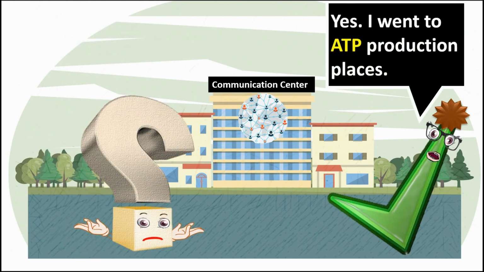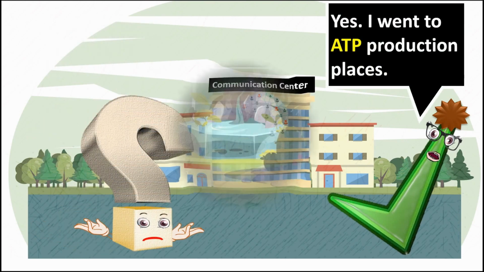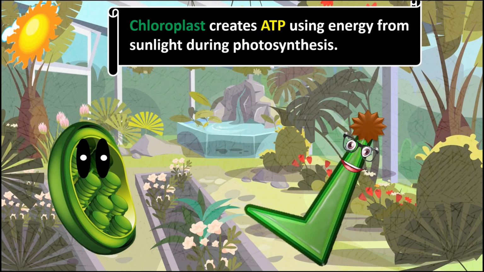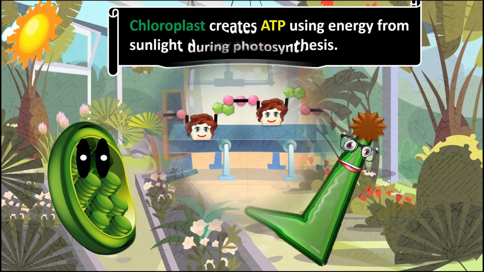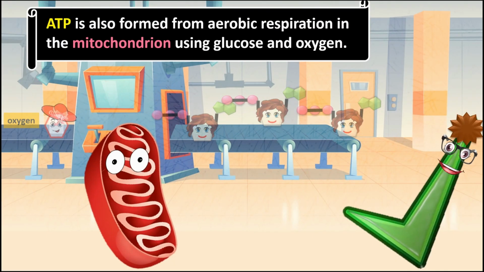Yes. I went to ATP production places. Chloroplast creates ATP using energy from sunlight during photosynthesis. ATP is also formed from aerobic respiration in the mitochondrion using glucose and oxygen.